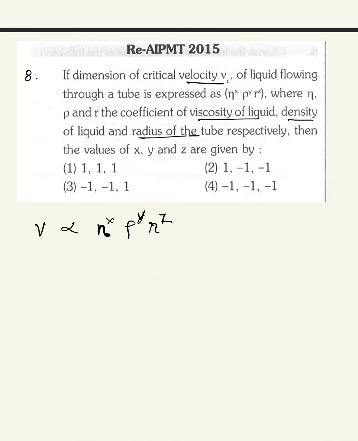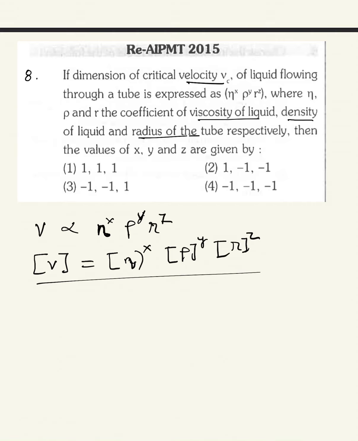You must know the dimension formula of eta at least, in order to solve this, because what you are going to do now is dimension formula of V equals dimension formula of eta to the power x, density to the power y, and r to the power z. Now in order to find the dimension formula of eta, you must know any other formula in which eta appears. Yes, we have one more formula, the force of viscosity between the plates: F = eta A dv/dx. This is one formula where you also see the coefficient of viscosity.